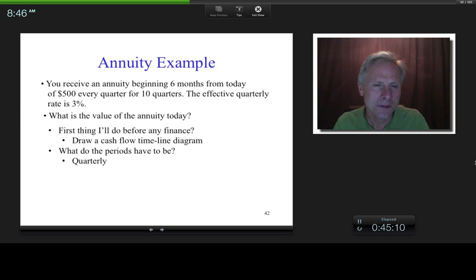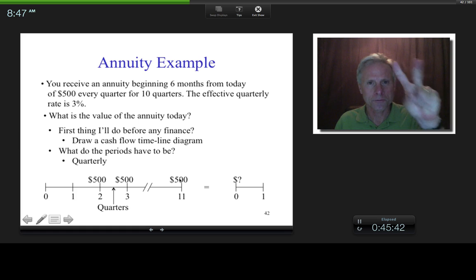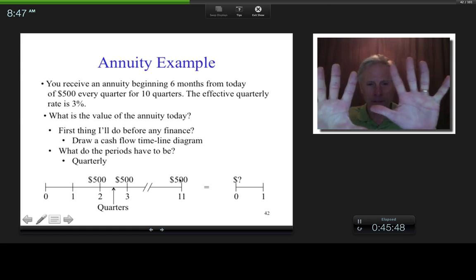Okay, so if the periods are quarterly, then when am I going to get my first 500? At what time period? If t equals 0 is today, then I get my first one 6 months from today. Well, how many quarters is that? That's 2, right? And I'm going to get a total of 10 payments. So basically it's going to look like that. If I start at 2 and I end at 11, that's a total of 10 payments: 2, 3, 4, 5, 6, 7, 8, 9, 10, 11, so 10 payments.